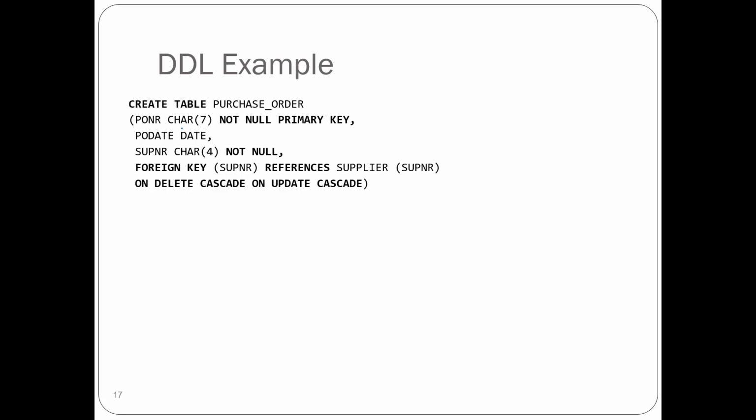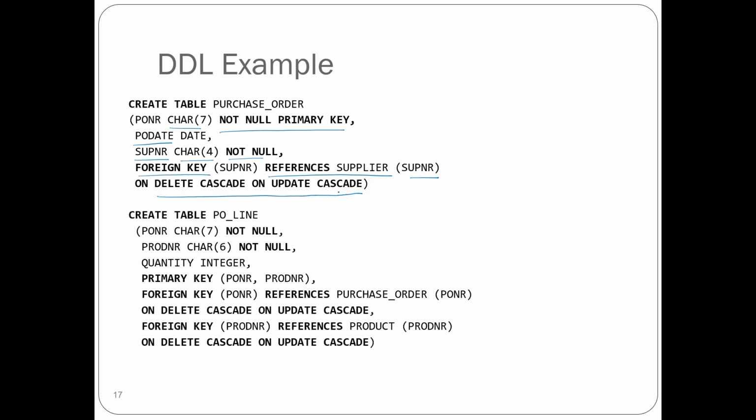PONR for purchase order number is char 7, not null, primary key, right? Similar to the way we had defined the primary key in other two tables, which were supplier and product. Same kind of thing we are doing for purchase order as well. Then we have PO date, that is of date type, followed by sub NR, which is char 4, not null. And this sub NR that you have is the foreign key. That's the reason we say foreign key sub NR references supplier sub NR, right? And on delete cascade, on update cascade.